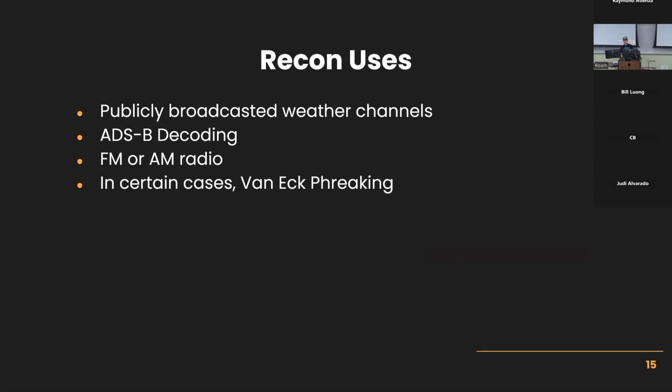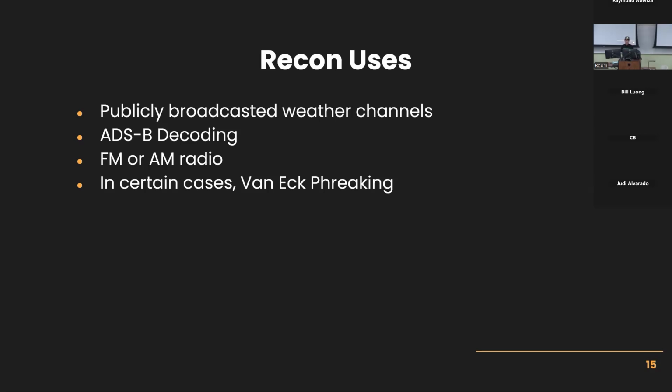Publicly broadcasted weather channels. There are certain frequencies set up by the government that always broadcast a weather signal so that you can set up your own localhost radar on your computer. I believe in LA it's 162.55. I did try, but I think given that we're indoors, it's not really possible to get that frequency right now.